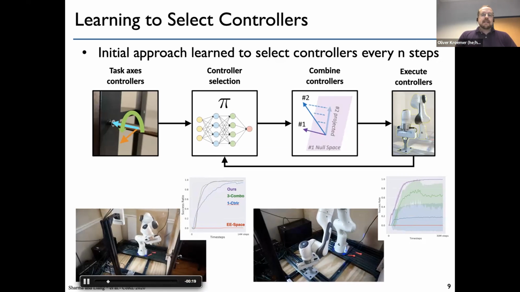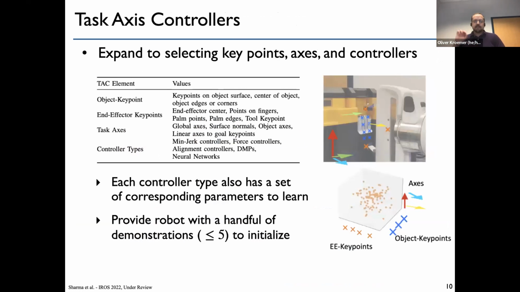What we've been looking at more recently is how we can go beyond just selecting different controllers, and actually compose them in more detail, and also learn some of their low-level parameters. So rather than saying we've been given these controllers to choose from, we populate the environment with a whole bunch of key points on the objects, key points on the end effector. We have different task axes that could be associated with each one of these object key points. So it could be a surface normal, it could be gravity direction, it could be an object axis, it could be world axes, lots of different axes that you can consider.